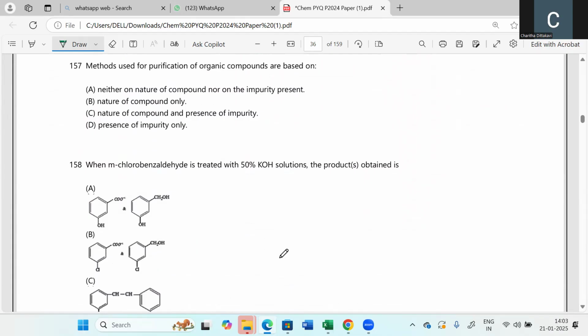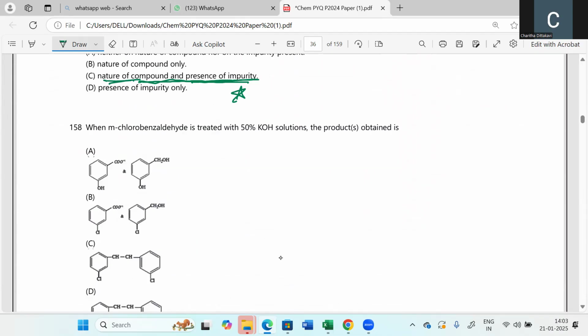Next, methods used for the purification of organic compounds are based on what? Neither, they are based on the nature of the compound and the presence of the impurity. Purification of organic compounds depends definitely on the presence of the impurity and the nature of the compounds, definitely.